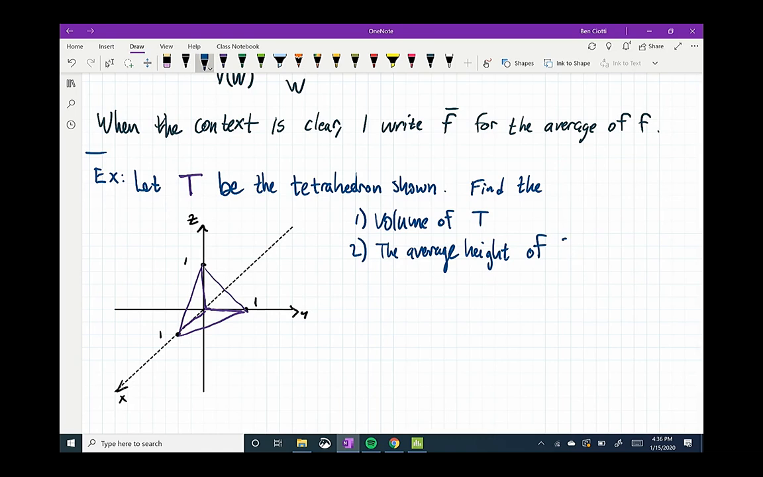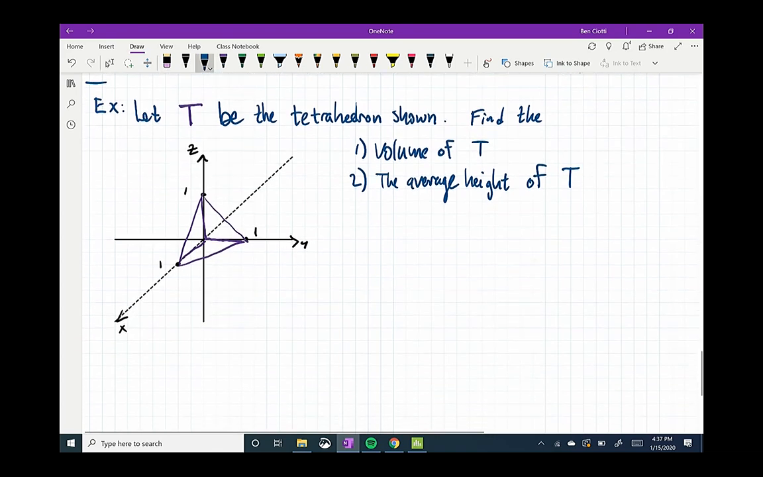Yeah, so how high is this pyramid on average, where in the xy plane the height is 0 and the peak of the pyramid is up at height 1? Like if you spent a lot of time hanging around inside this pyramid and you randomly went from this place to that, on average, what would your height be? So first, we're going to need to do part 1, which is the volume. So the volume of T is the triple integral, as we just saw, of the function 1.